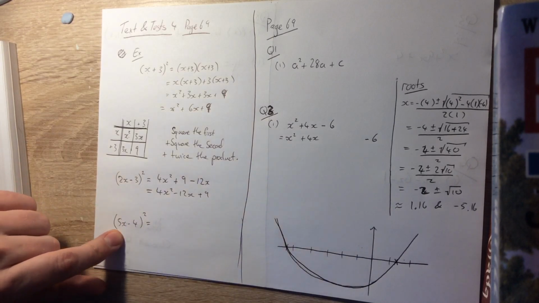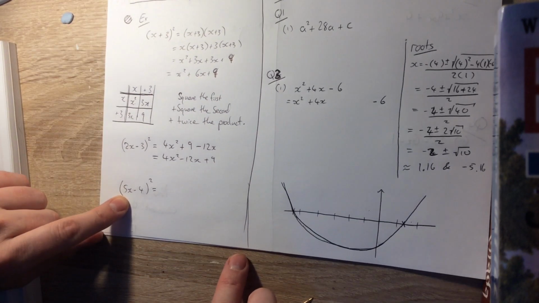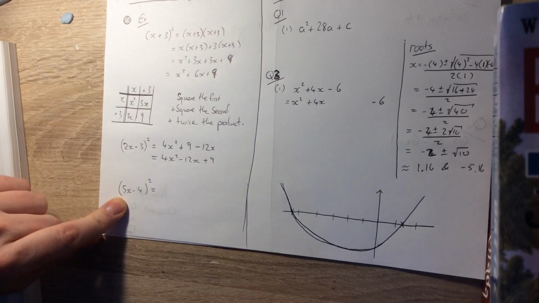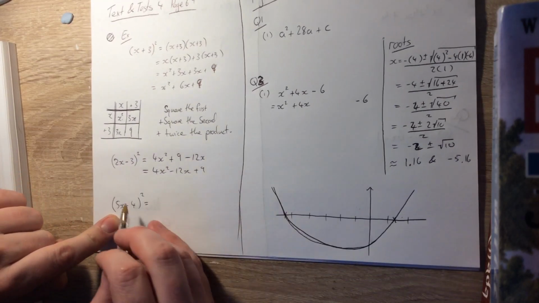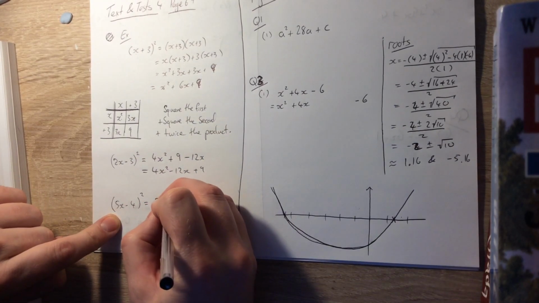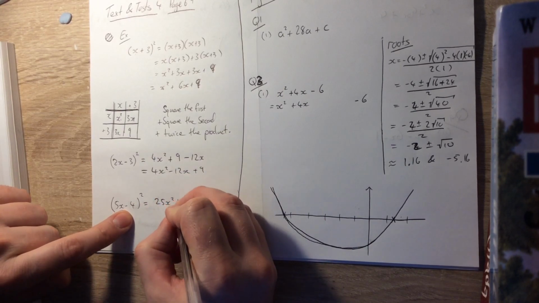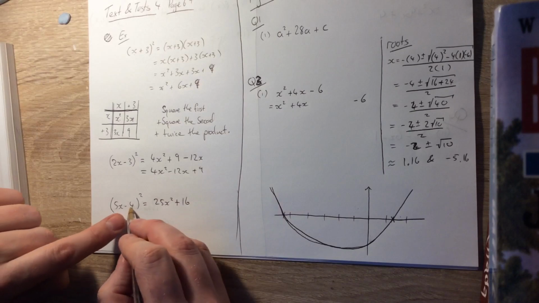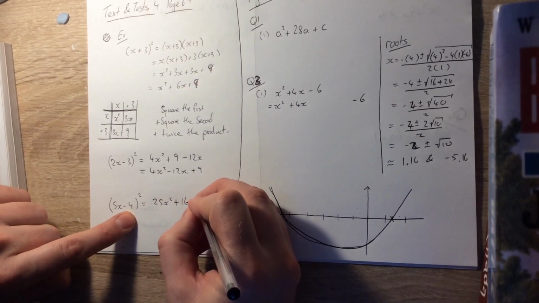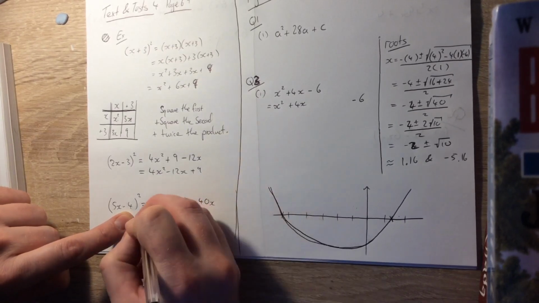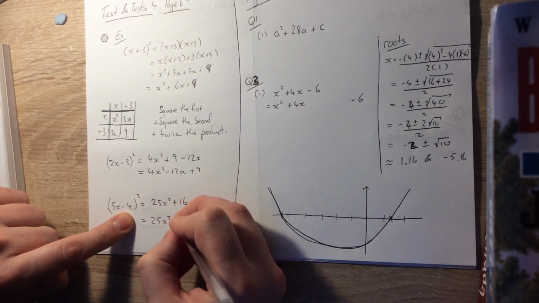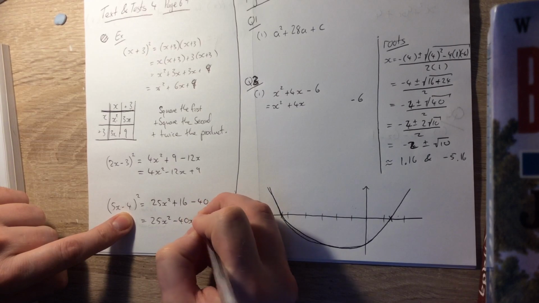You might just pause the video and give that one a go yourself, please. (5x - 4) squared. And you'll see me do it now in a second. Okay, so to square the first, you're going to get 25x squared. Square the second is plus 16. And twice the product here is minus 20x multiplied by 2, which will be minus 40x. Again, you'll normally see it written more in this order.